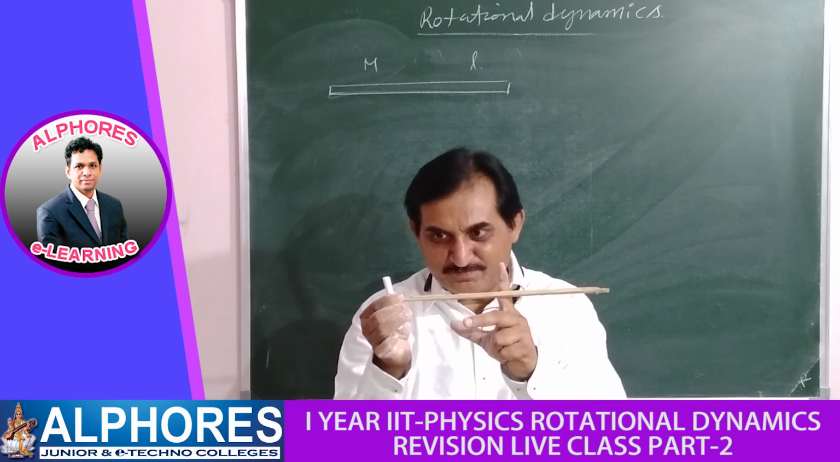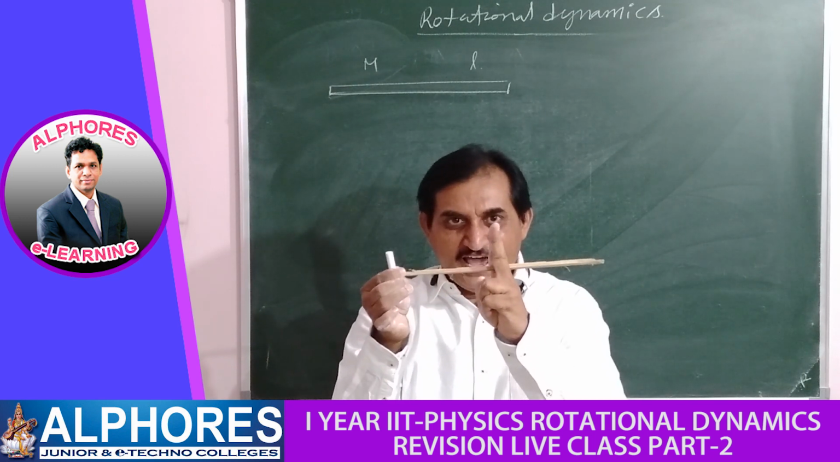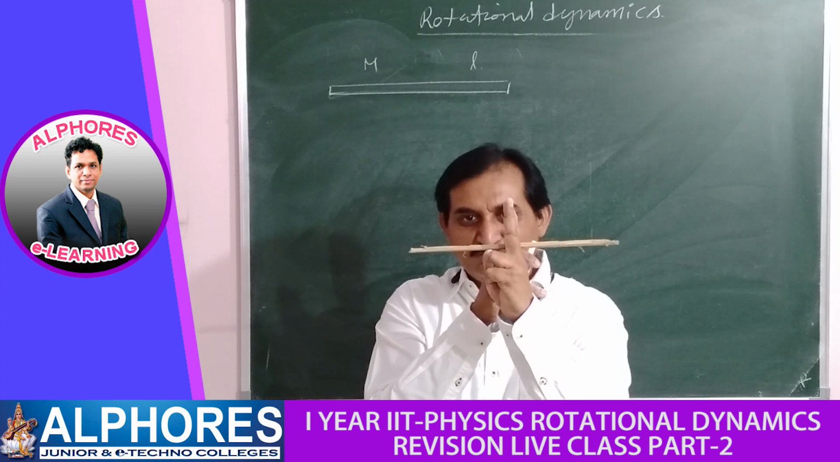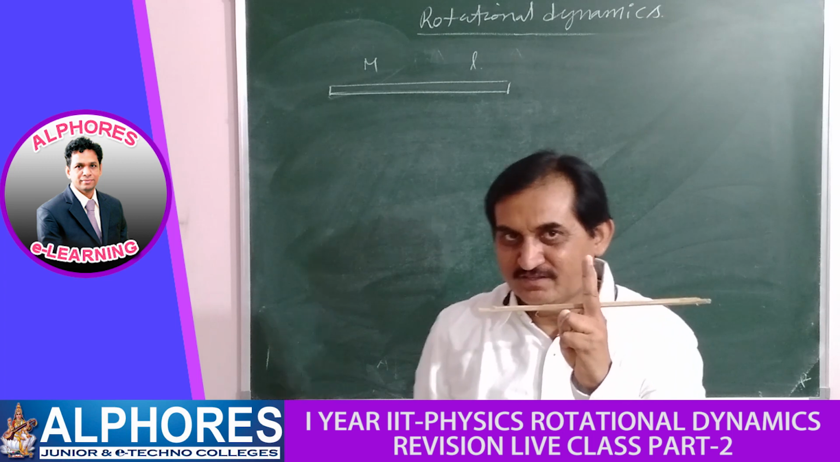There are two axes parallel to each other. Once you find the moment of inertia, see, this is the axis passing through the center of gravity. Its center of gravity will be at the center. The center of mass will be at the center.